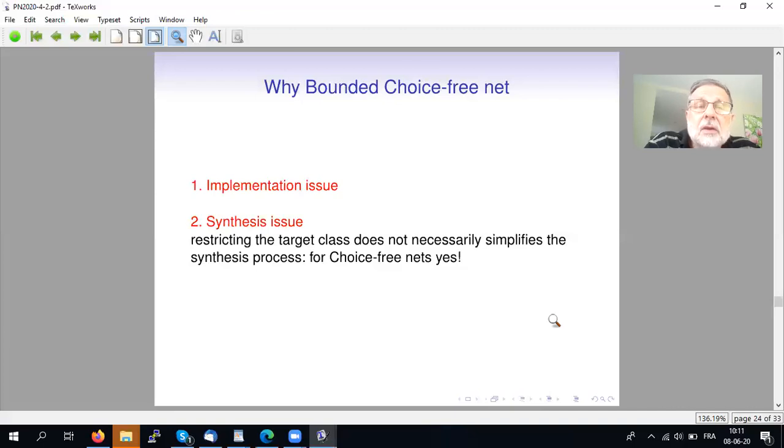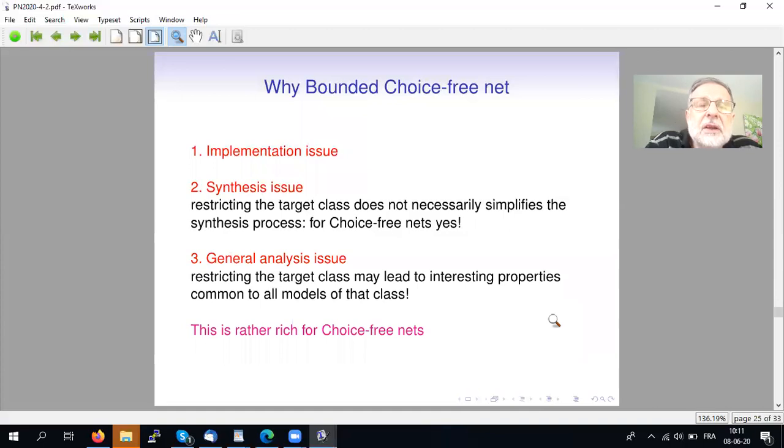In particular, synthesizing a net amounts to solving a series of linear constraints. And in the case of choice-free nets, we may reduce the number of systems to be solved and also the size of each system to be solved. And finally, the choice of bounded choice-free nets has an impact on what may be called a general analysis issue.